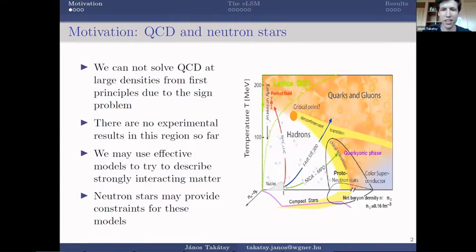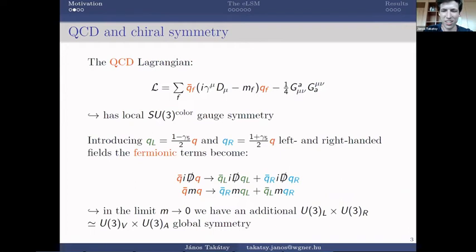And the useful part of that is that we may try to compare our effective models at a finite temperature and low density with lattice calculations, and then we may try to extrapolate the results to higher densities as well. So let me just go through an introduction to chiral field theories, which might be useful for people who are solely in the field of astrophysics.